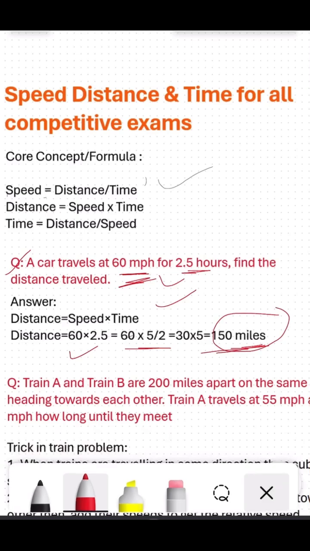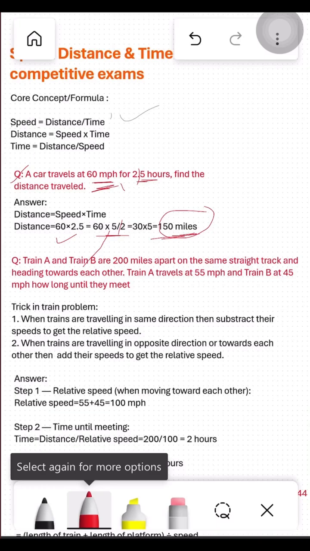Now coming to the second example, I'm trying to cover a more varied set of examples that are generally asked in CSAT or CAT related exams, or any Indian competitive exams, or any worldwide competitive exams. Now I'm trying to get some train related problems here. Train A and B are 200 miles apart on the same straight track and heading towards each other. Train A travels at 55 miles per hour and train B at 45 miles per hour. How long until they meet?